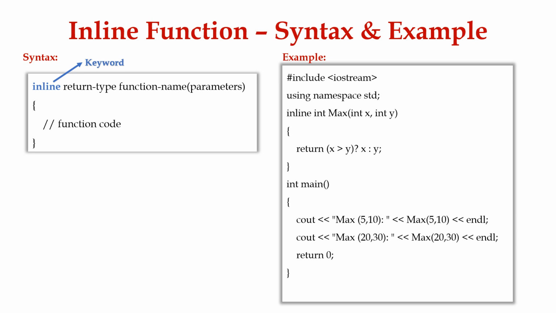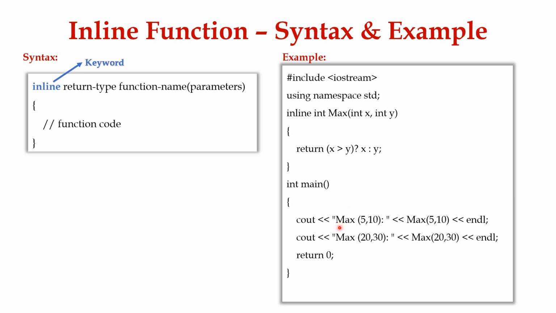Next, we have main function. Using cout statement, we have displayed the maximum value between 5 and 10 using inline function. In this code, instead of performing the context switching between max function and main function, inline function is just substituted during the compile time. Therefore, the overhead issue of context switching is resolved here.